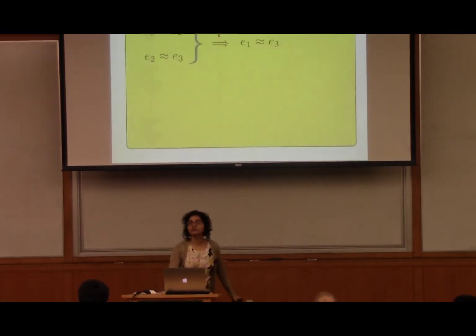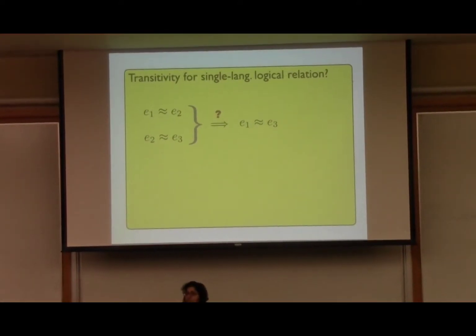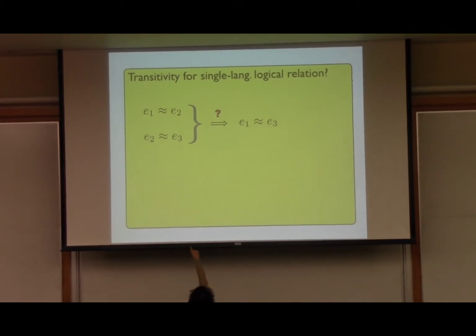How do we normally do transitivity in a single language, with a single language logical relation, like the one that we did yesterday for simply typed lambda calculus? So normally if you're in a single language logical relation, now this is one single language on both sides. So if you have E1 related to E2 and E2 related to E3, we would want it to be the case that E1 is related to E3.